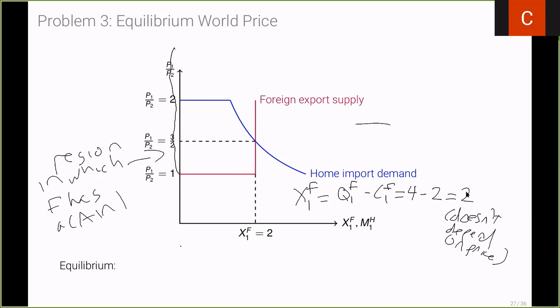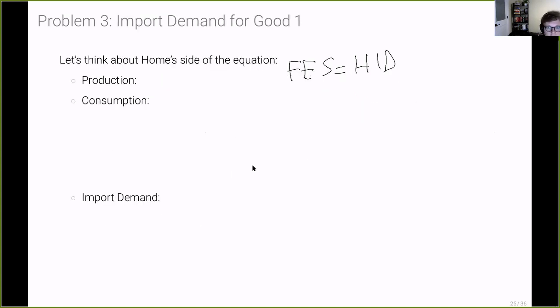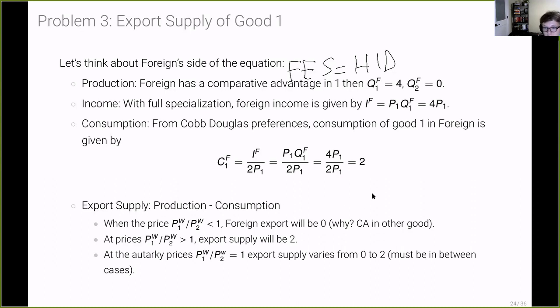I have a question. Sure. Can you explain one more time how you found that the relative price was 3 over 2? Sure. So let me clear this. Basically, I want to find the point at which foreign export supply is equal to home's import demand. One way to think about this, and it sometimes helps to draw a graph, is that you want to see what range these values must be in such that they are equal to each other. So it might be that for certain values of the prices, you'll never find a point at which foreign export supply is equal to home's import demand.